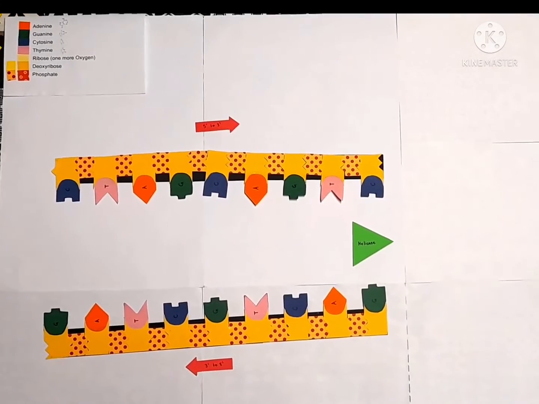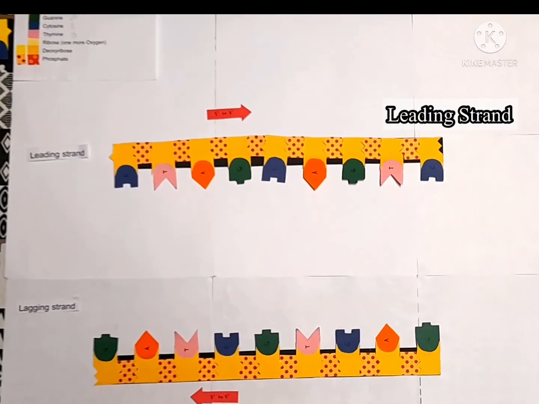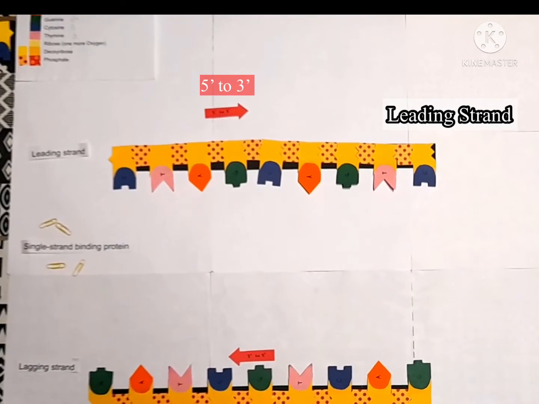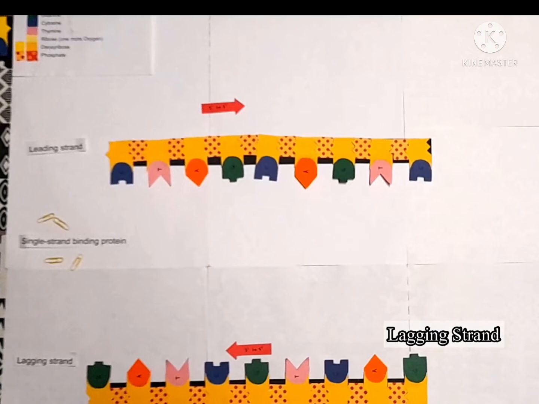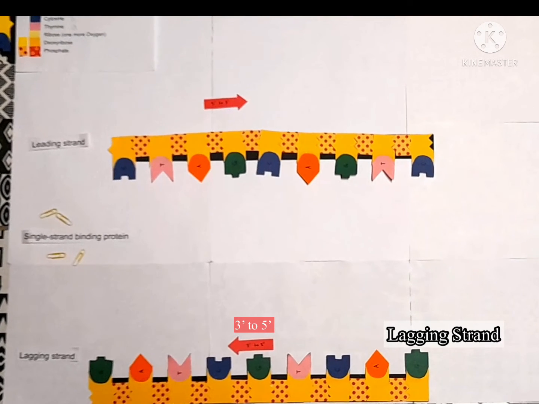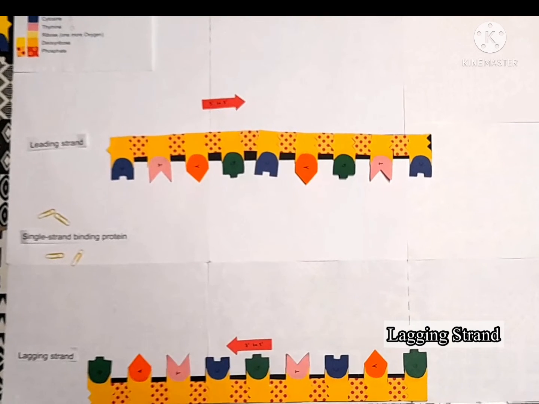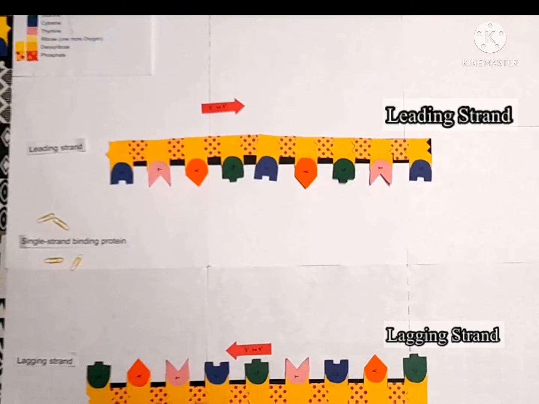After the strands are separated, we have a leading strand, which is synthesized in the 5' to 3' direction towards the replication fork, and the lagging strand, which is synthesized from 5' to 3' direction away from the replication fork. This means the daughter strands are synthesized through different methods. One, the leading strand adding the nucleotides one by one in the direction of the replication fork, and the other, the lagging strand, adding nucleotides in chunks.